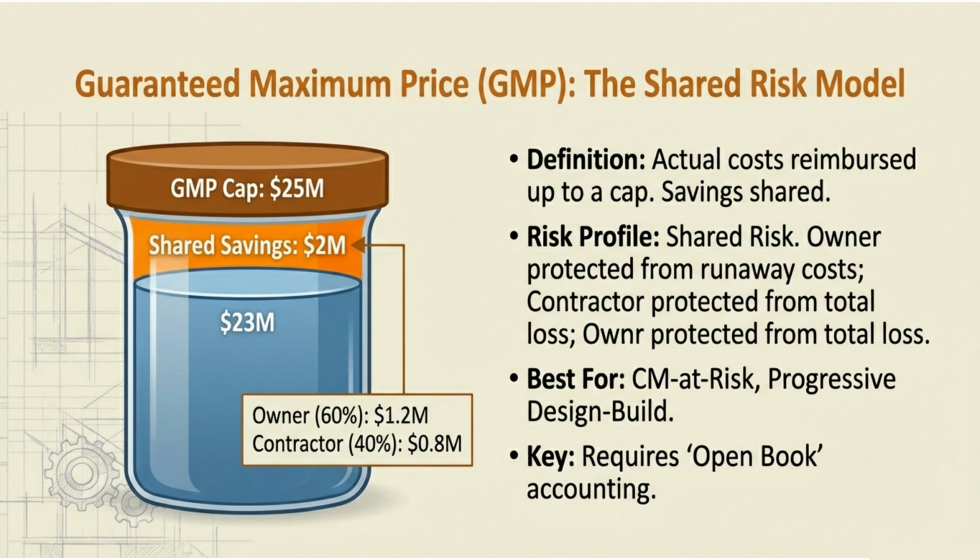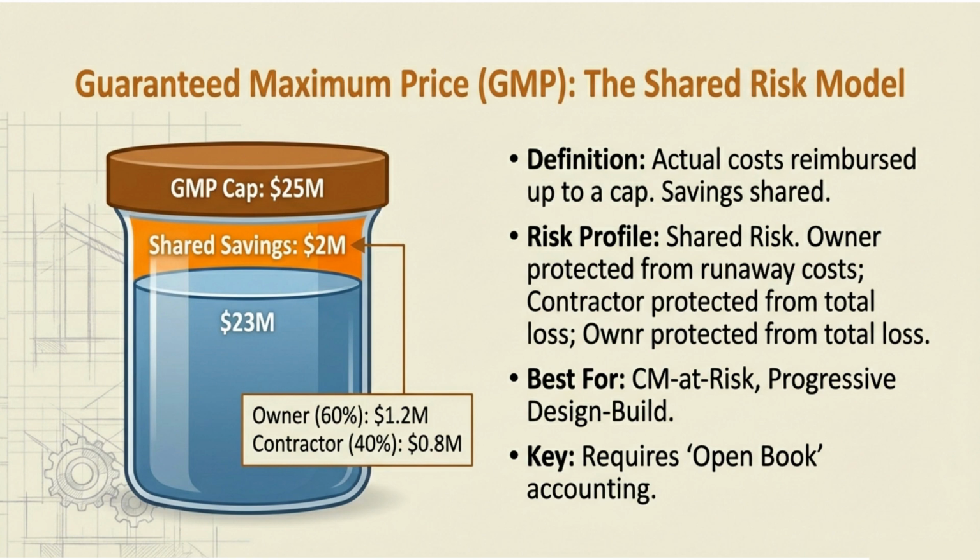Definition: actual costs are reimbursed up to a cap. Savings shared. Risk profile: shared risk. The owner is protected from runaway costs, the contractor is protected from total loss, and both are incentivized to save money. It's beautiful. It's collaborative. It's actually pretty smart.